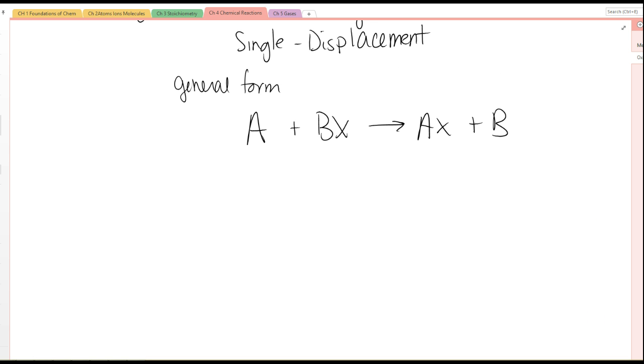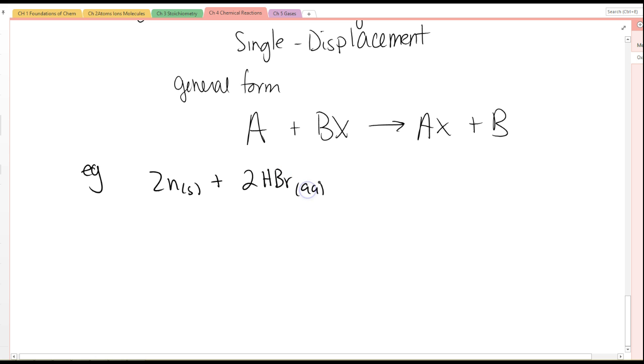For example, here are 2 reactions that are considered to be redox reactions or single displacement. Solid zinc reacts with hydrobromic acid to yield zinc bromide, or zinc 2 bromide, plus hydrogen gas. Like I said, if it's going to be hydrogen, it's going to be H2 gas.